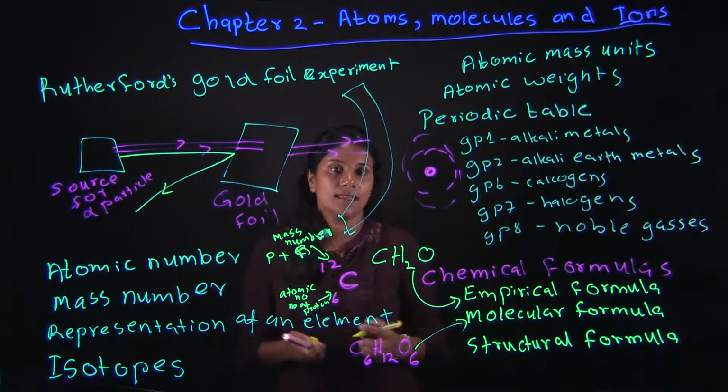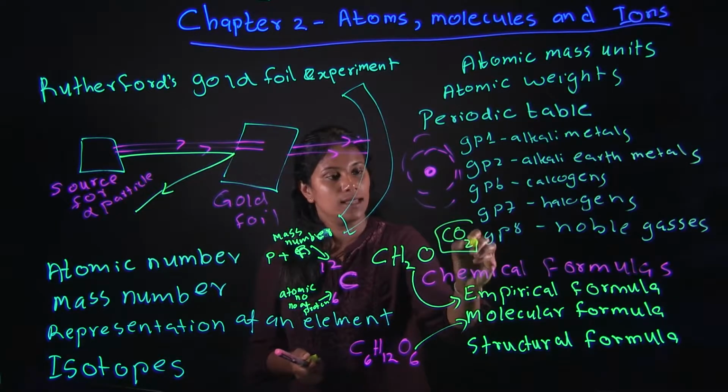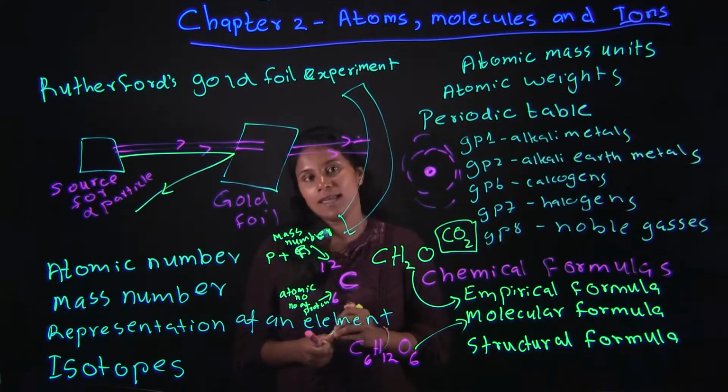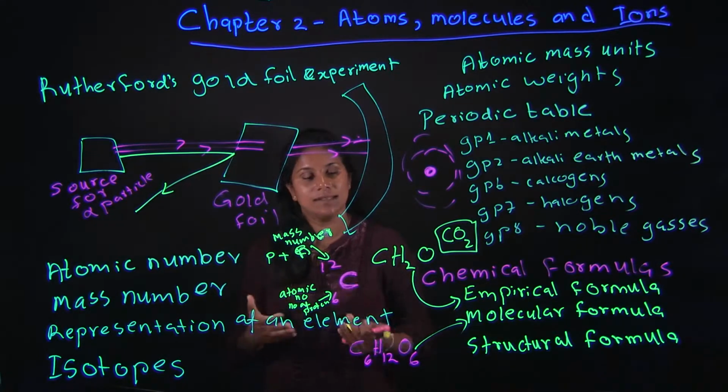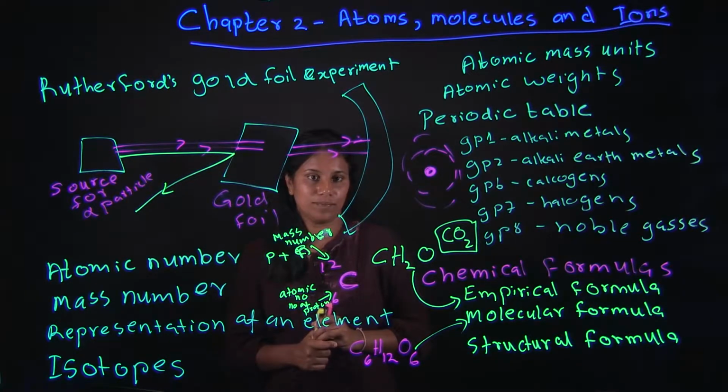Let's take another example, carbon dioxide, CO2. This is the molecular formula. Can you simplify this any more? You can't simplify it any more. So in that case, the empirical formula and molecular formula are the same.